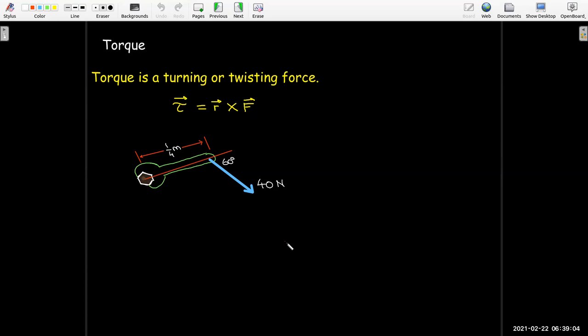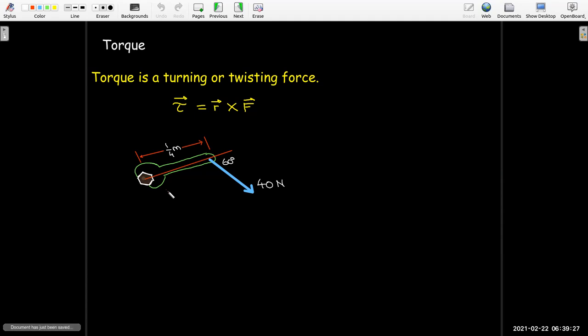An example you want to think about is if you have a wrench and you're trying to apply some twisting force to a bolt, to the head of a bolt. That is going to result in some torque. And what's going to happen is you're going to apply force to either tighten or loosen the bolt.